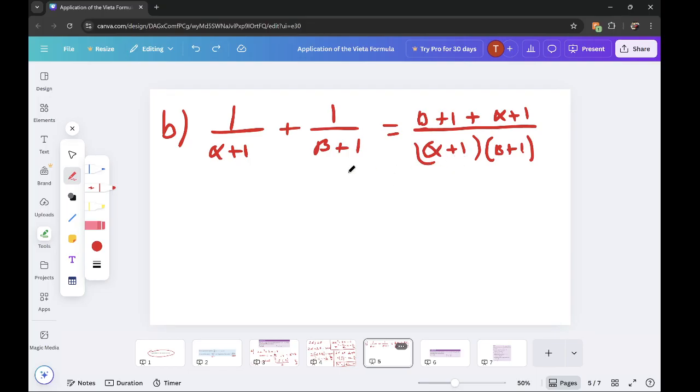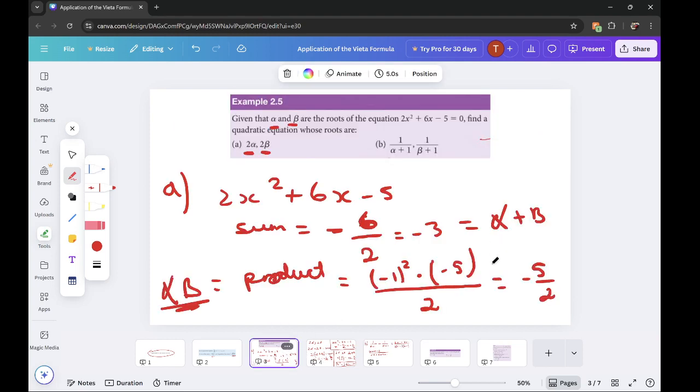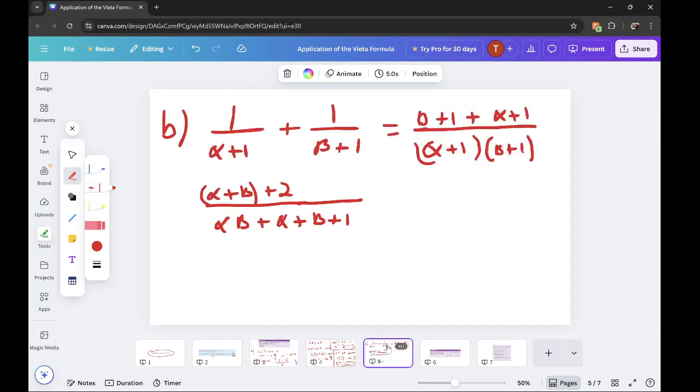And then once we simplify this, we get alpha plus beta plus 2 over alpha beta plus alpha plus beta plus 1. So now we try to find our terms that we already know. We know what alpha plus beta is from our last question, because we found that over here. And we also know what alpha beta is. So alpha plus beta, alpha beta, alpha plus beta. And now we found out everything that we need to know. And this is for our sum, because we're adding the two roots.